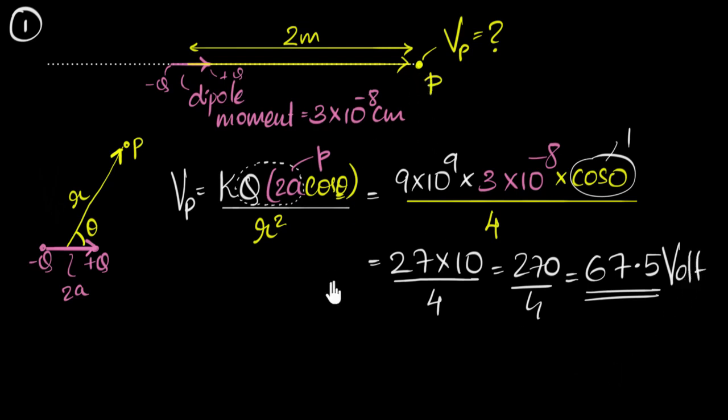That's the potential here. We're getting a positive sign. Does it make sense that it's positive? Yeah, because the point is closer to the positive charge and a little farther away from the negative charge, so it makes sense that we're getting a positive voltage.